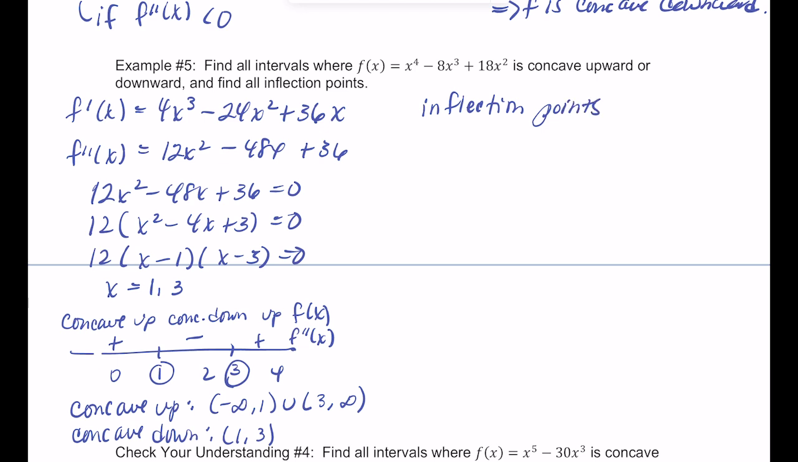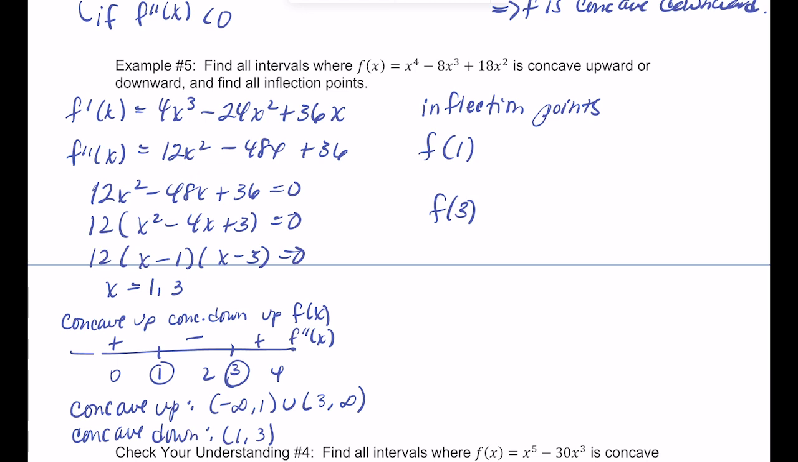So what I need to do to find the inflection point is I just need to look to see where f double prime changes signs. Okay, where is it changing signs? Well, it's changing signs right here at 1 because it goes from positive to negative, and then also at 3 from negative to positive. So all I need to do is find f of 1 and f of 3.